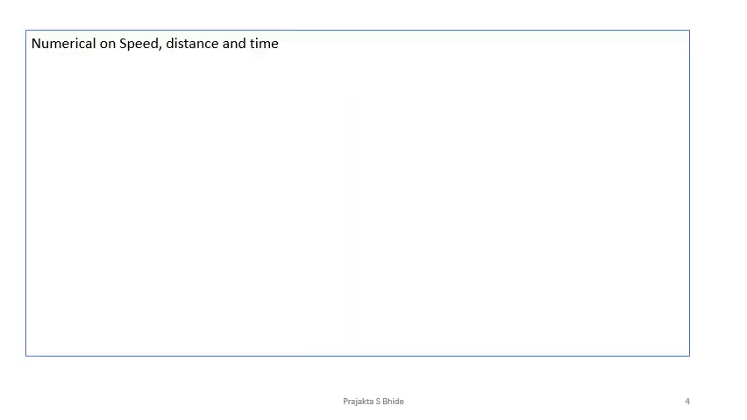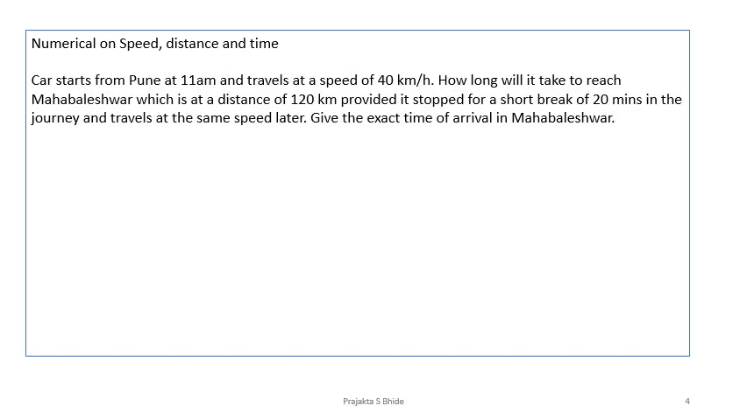Okay. Let's do one numerical on speed, distance, and time. A car starts from Pune at 11 a.m., travels at a speed of 40 kilometers per hour. How long will it take to reach Mahabaleshwar, which is at a distance of 120 kilometers, provided it stops for a short break of 20 minutes in the journey and travels at the same speed later?